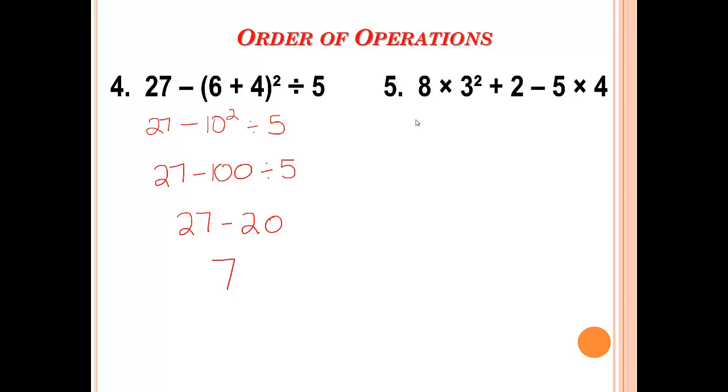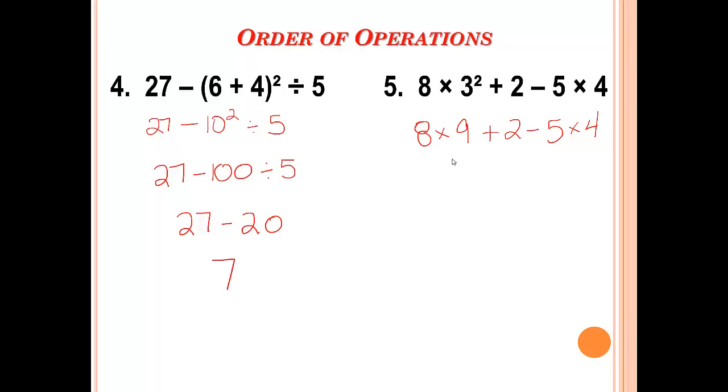And now for number 5. We have 8 times 3 squared plus 2 minus 5 times 4. Our first step would be parentheses, but we don't have any, so we can skip this step. Our next step would be exponents. We have 3 squared. Remember that 3 squared is 3 times 3, and 3 times 3 equals 9. So now I have 8 times 9 plus 2 minus 5 times 4.